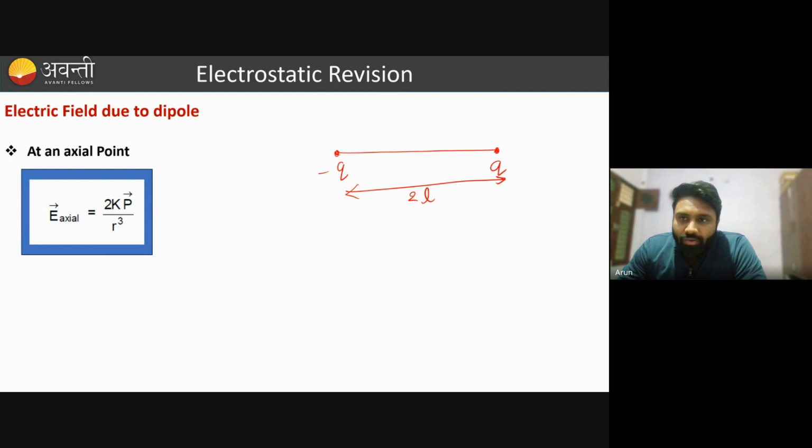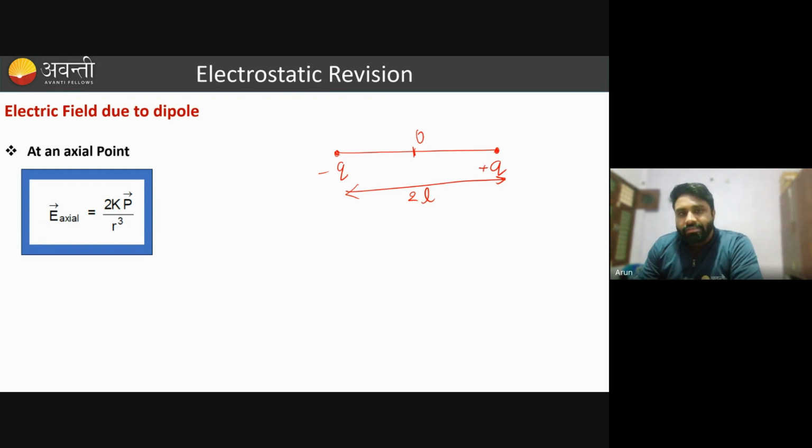This arrangement is called an electric dipole. Di means two, and poles you can relate with charges. This is the center of it. So we know that the electric field is always directed from positive to negative.